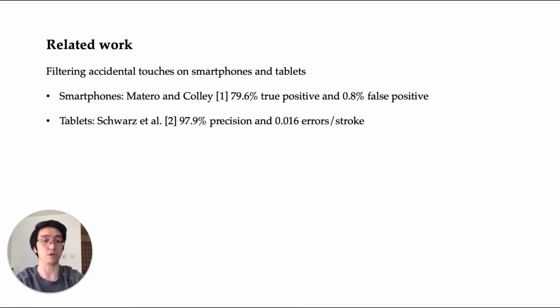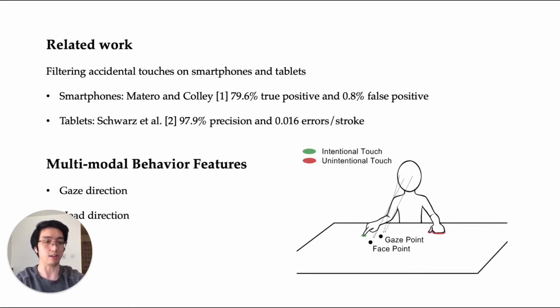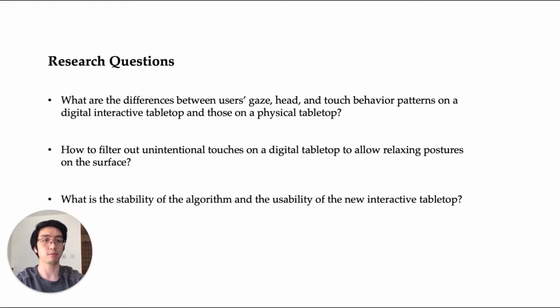In this research, we leverage gaze, head, and touch data to identify and filter unintentional touches. Our intuition comes from human hand-eye coordination. Usually where we look is where we have interest, and therefore where we touch. We aim to answer 3 research questions in this paper. First, we would like users to use a digital tabletop as if it were an ordinary physical tabletop. Currently, however, the behavior patterns on these 2 types of tabletops are very different. But what's the specific difference?